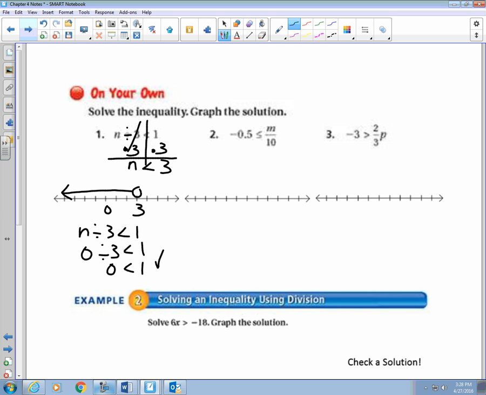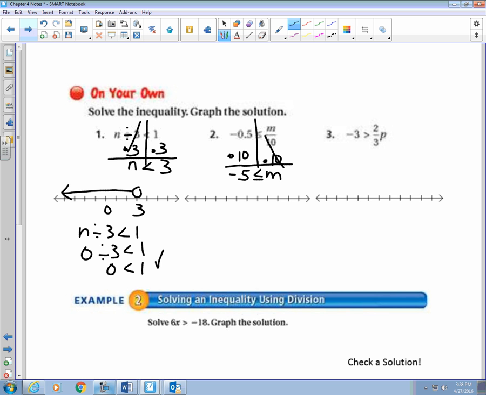Okay, number 2, negative 0.5 is less than or equal to m over 10, or m divided by 10. So we're going to go ahead and split this into 2 parts. I notice that m is being divided by 10, so I have to multiply by 10 to undo that division, and I'll multiply by 10 on both sides. So the 10s are going to cancel out. I'm going to have on the left side, negative 0.5 times 10 is negative 5. Bring down my inequality symbol, and I have m on the right side.